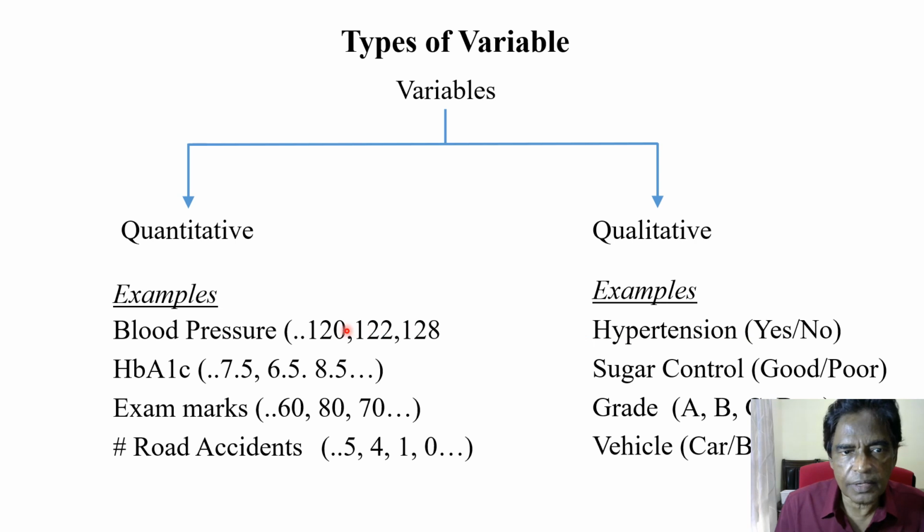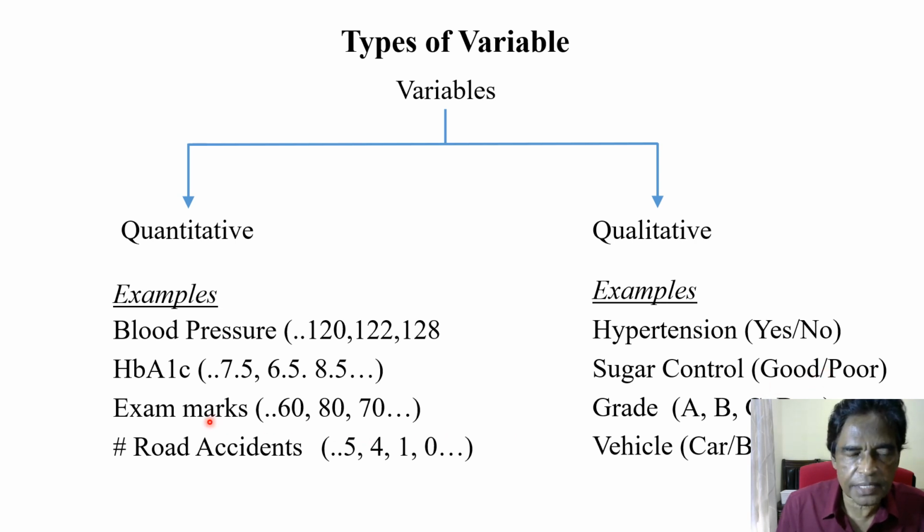For example, to find an average, we add these values and divide. But here, yes or no, yes plus no becomes what? They're not additive. Whatever variables whose values cannot be added or divided fall under qualitative. Here, HbA1c measurements can be averaged. Sugar control, once you define it as good or poor, for example more than 7 is poor and less than 7 is good, then you can't average them.